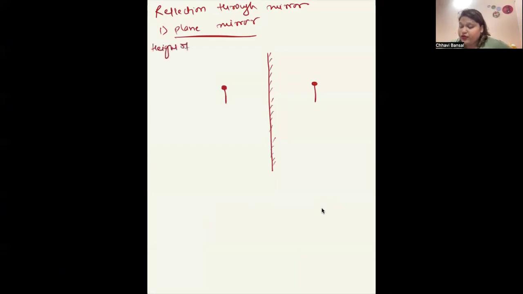Height of image formed is equal to height of object, right? Your left is the same as the right of the image, right? Your left is the same as the left of the image. Sorry. With respect to you, it would be right, but with respect to the image, it will be left. True? Now, distance between the object is equal to distance between the image.